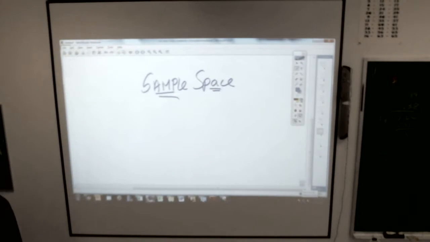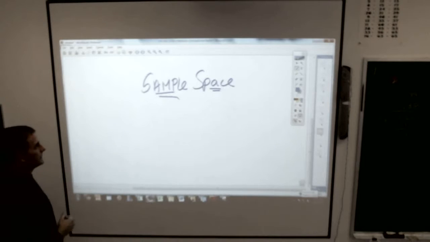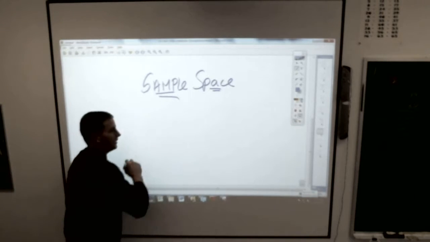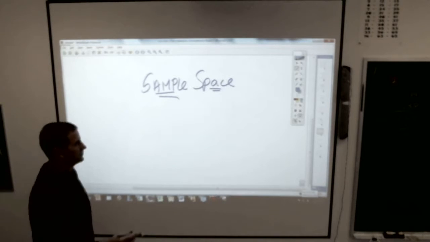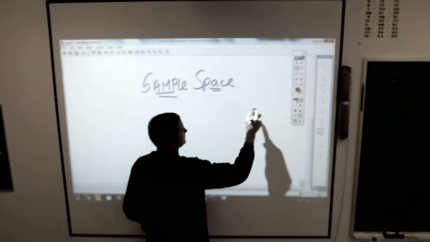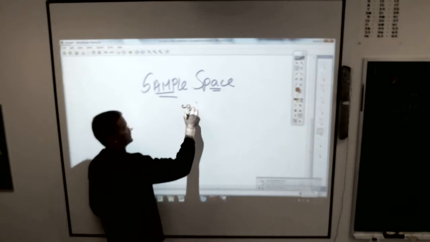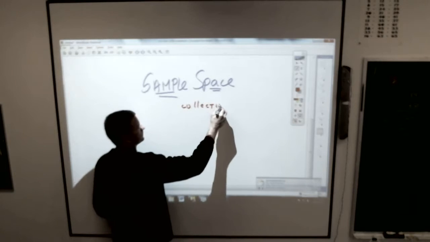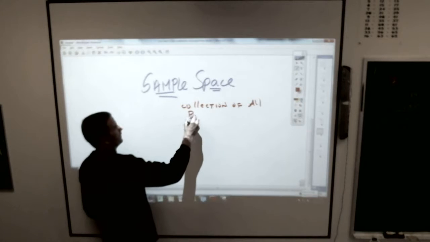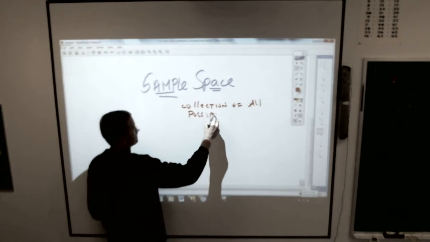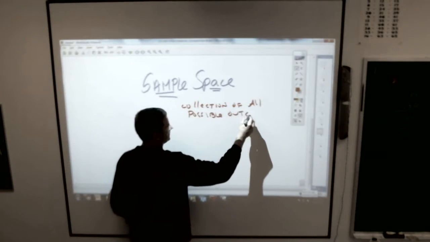Next is sample space. Sample space is the collection of all the outcomes, of all the possible outcomes. A collection of all possible outcomes.